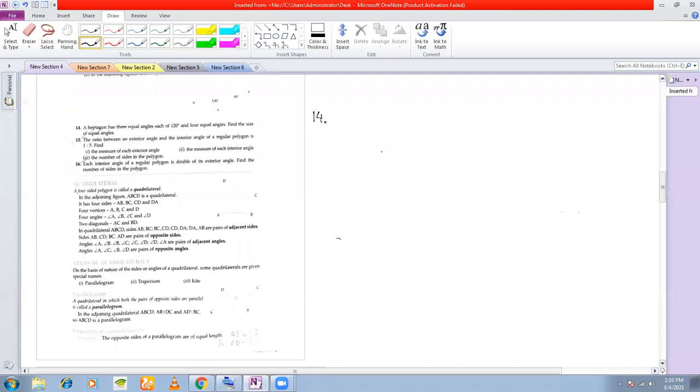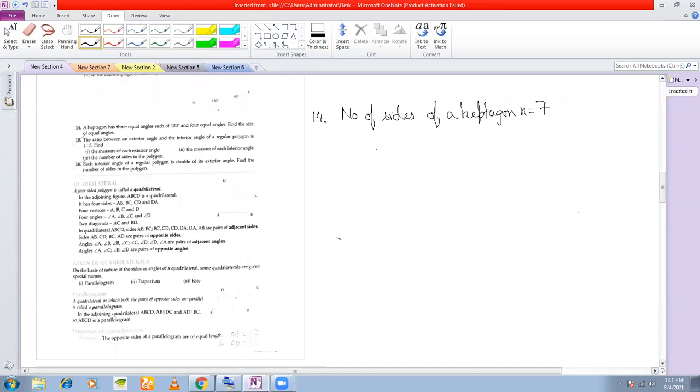Okay. A heptagon has 3 equal angles, each of 120 degree. Heptagon means what? How many sides does the heptagon have? Hepta means 7. So the number of sides of a heptagon, n is equal to 7. Now read the question. So how many interior angles does the heptagon have? 7 interior angles it has.